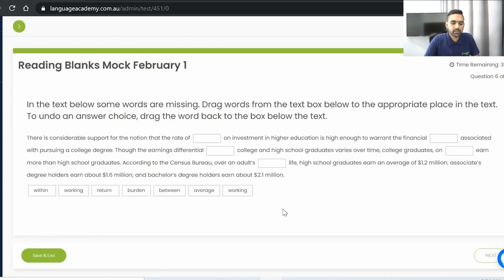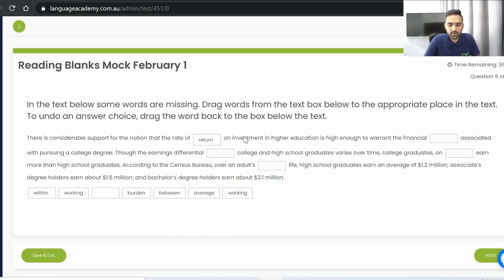Alright, let's have a look at this. There is a considerable support for the notion that the rate of dash on investment, we have just studied this. Rate of what? Rate of return. Not a difficult one. I've already told you the reason. On investment you always have rate of return, in higher education is high enough to warrant the financial dash associated with pursuing a college degree. Now what they're saying is that there is a lot of support for the fact that rate of return on investment in higher education is high, means it's enough to cover the financial dash related with a degree. Means if you go and invest in your degree, the return which you will get later, after completing your degree, is enough to cover the financial pressure you're going to go through.